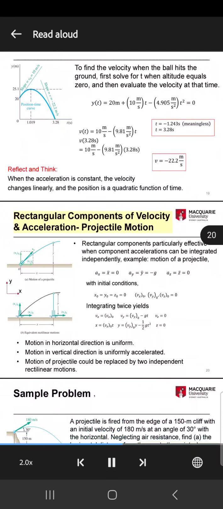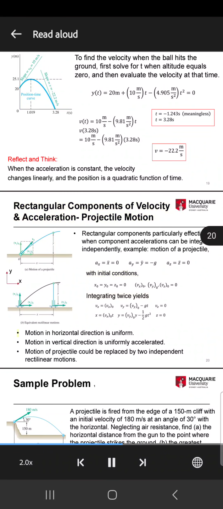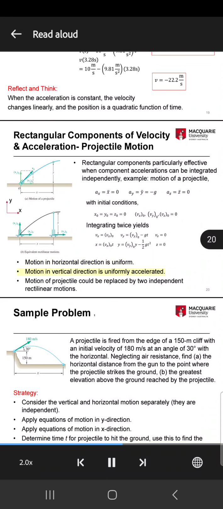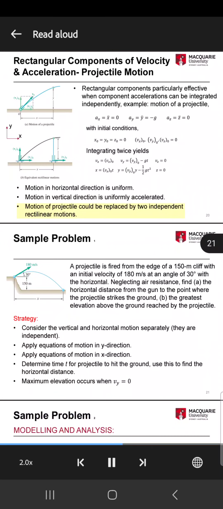Rectangular components of velocity and acceleration: projectile motion. With initial conditions, integrating twice yields the position equations. Motion in the horizontal direction is uniform. Motion in the vertical direction is uniformly accelerated. Motion of a projectile could be replaced by 2 independent rectilinear motions, x and y. Sample problem.